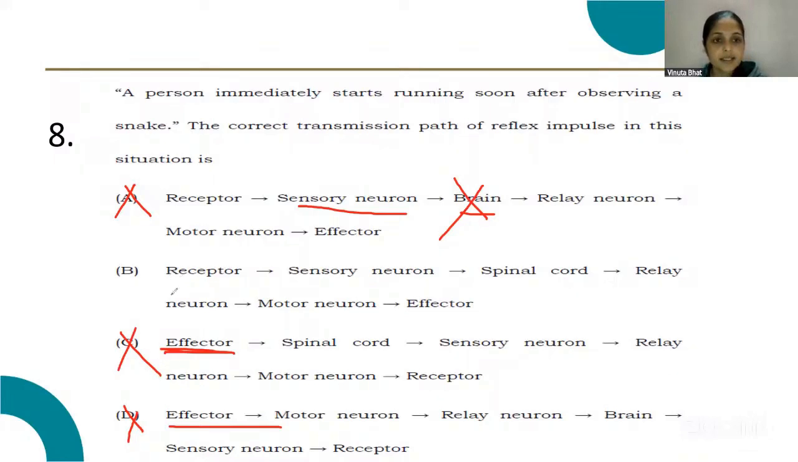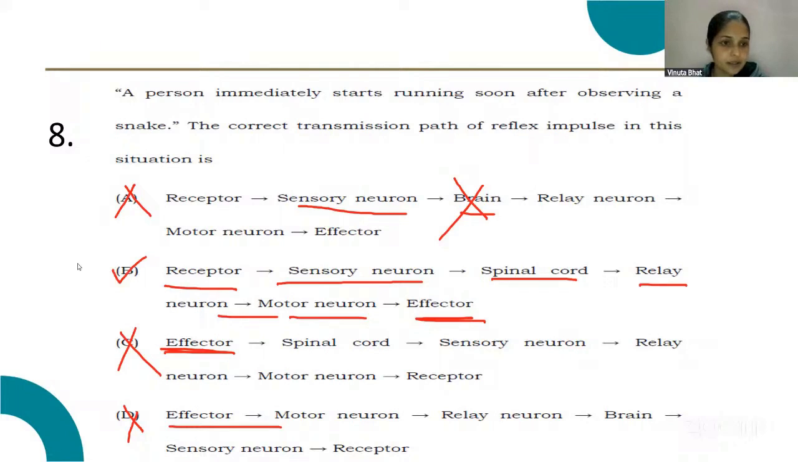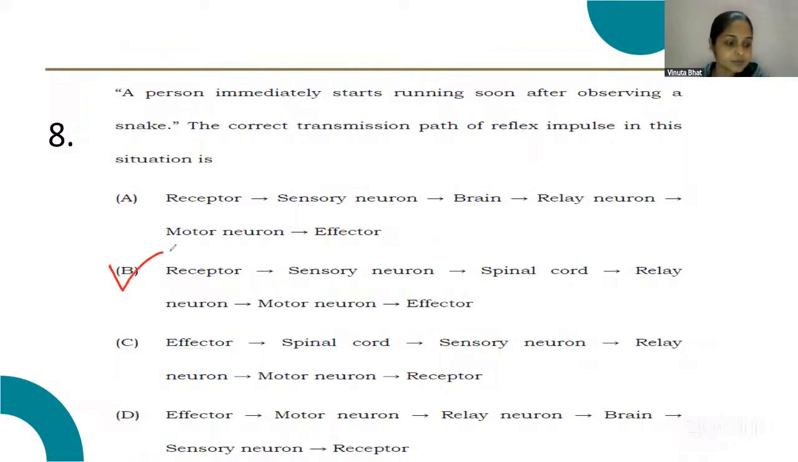Yes, the correct answer is receptor, sensory neuron, spinal cord, relay neuron and the motor neuron, effector. So this is the correct option. Option B is the correct answer. Yes, Sridevi, you are right. Option B is the correct answer.